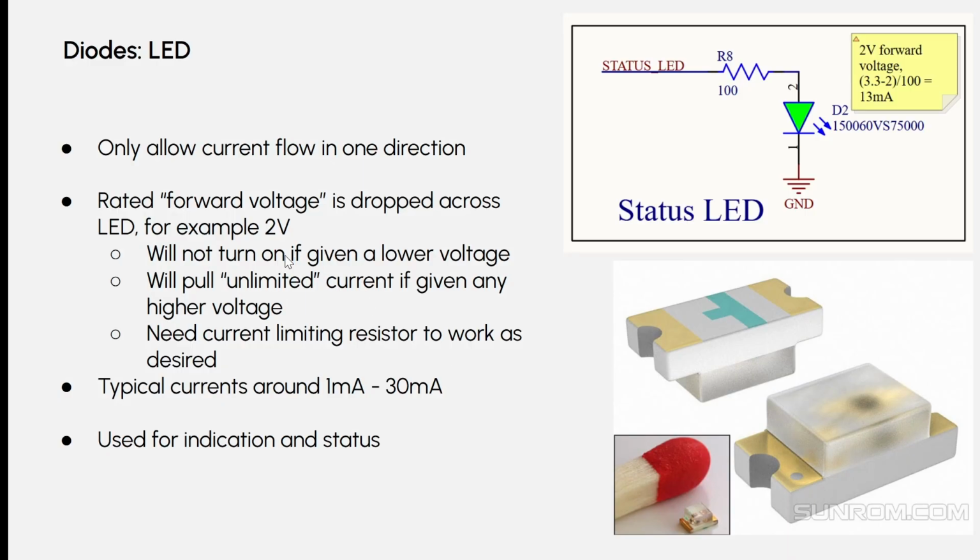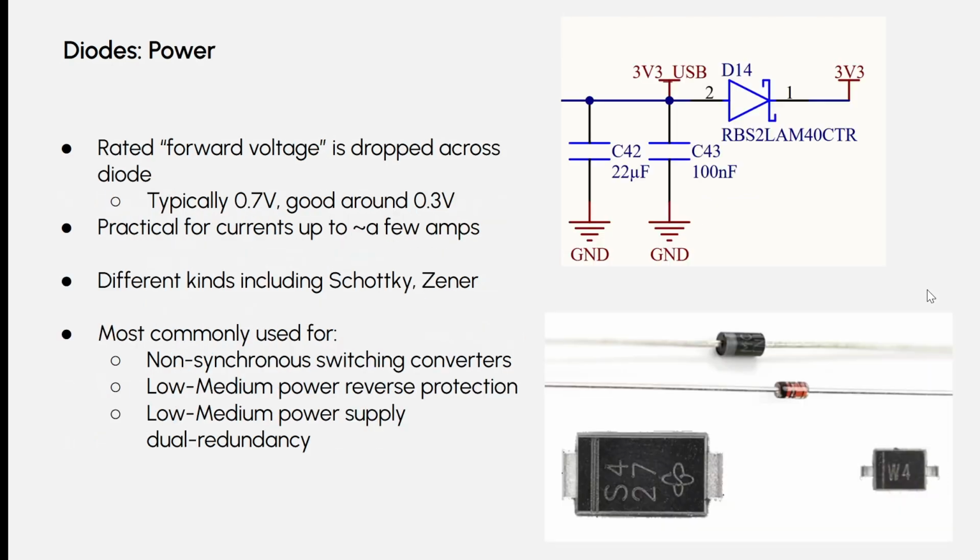If you provide a voltage lower than 2 volts, it will just not turn on no matter how you do it. 2 volts is just an example for this one LED. Some of them are 1.5, some of them are 2.2, but be aware of that. 1 milliamp to 30 milliamps is the typical range for these guys. So that's an LED, drops about 2 volts.